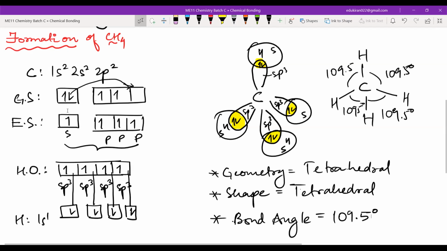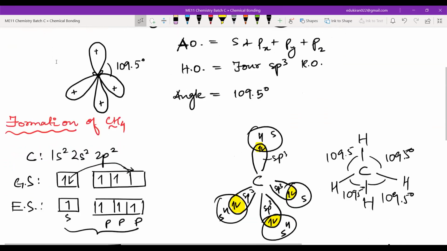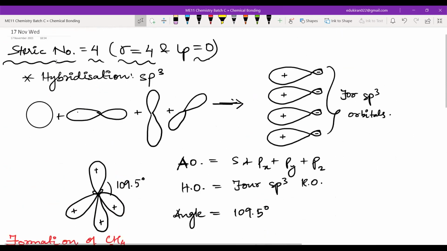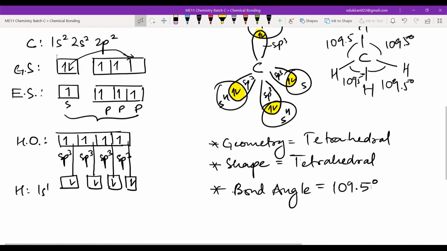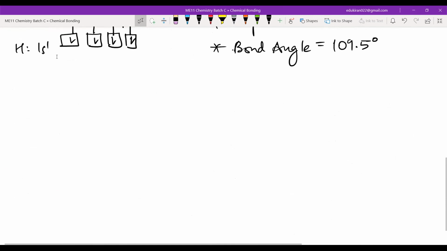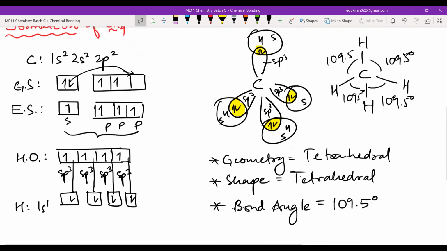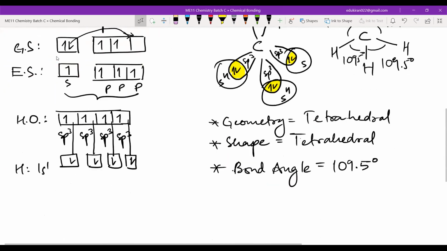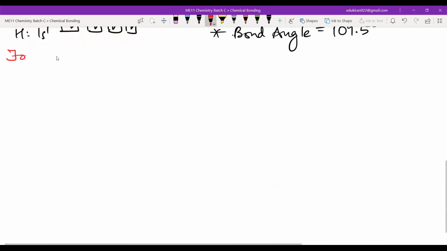Now let us move on. We have seen CH4. This is steric number 4. There are some other molecules also that we have to look at in steric number 4, with sp3 hybridization. The second structure is the ethane molecule. So please write formation of ethane molecule.